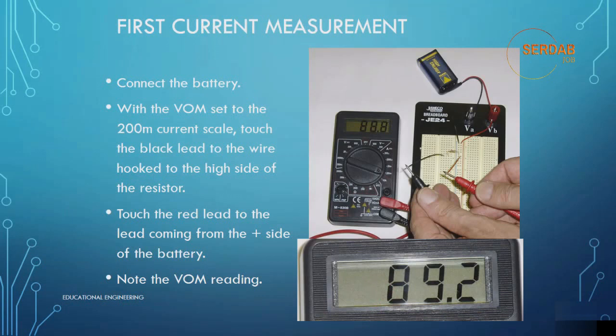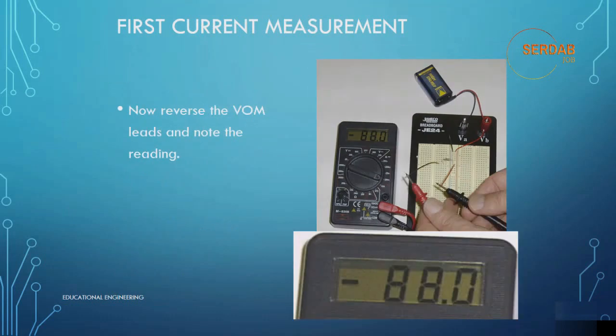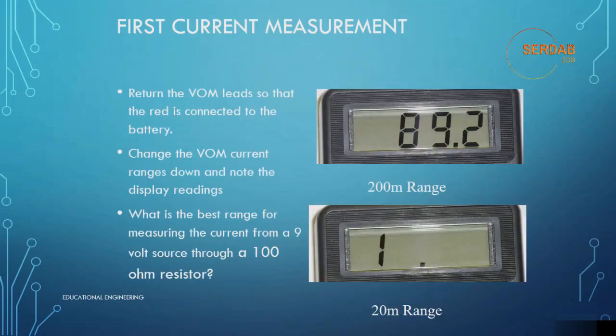Now you need to understand that we got the reading in milliamps, so if we want it in amps, it will be 0.0892 amps. You must divide that number by 1000 to get that amp reading. Now if we look here, as you can see, if we reverse the volt ohm meter leads, we can note that the reading became negative 88.0. This is obvious, since we reversed the two probes, we will get a negative reading.